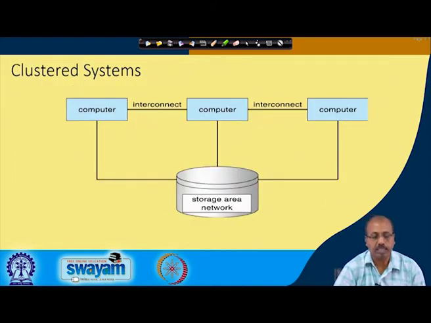This is the clustered system that we have. We have a number of computers interconnected in some fashion, and there is a storage area network. The storage area network consists of a set of servers, and these computers can send messages to it asking for some data item. The network will determine which server it needs to access to get the corresponding data item and then send it back to the requesting computer. So, this is the clustered system.